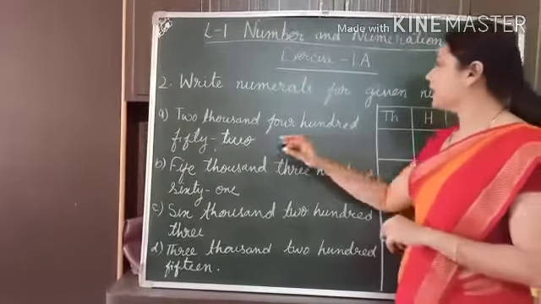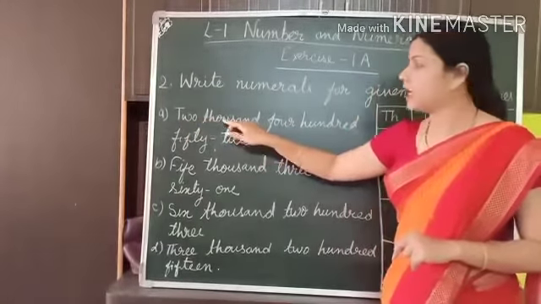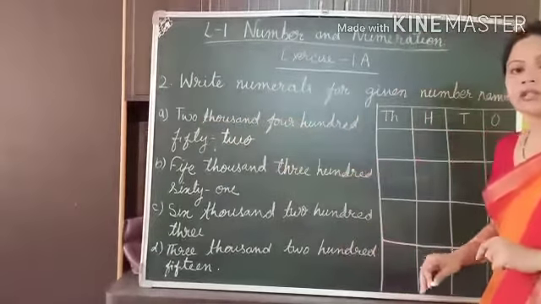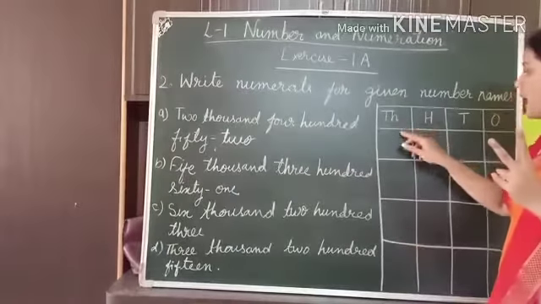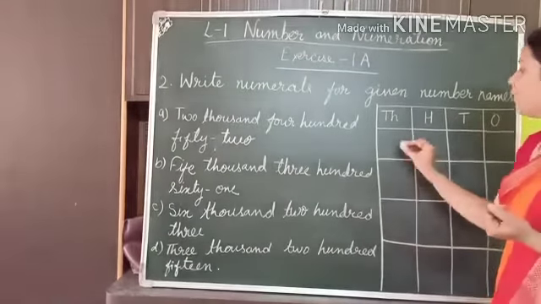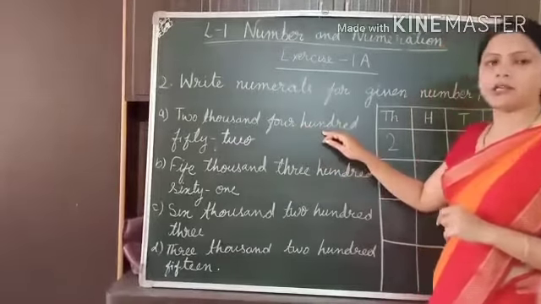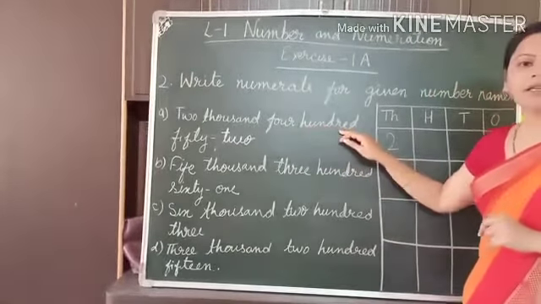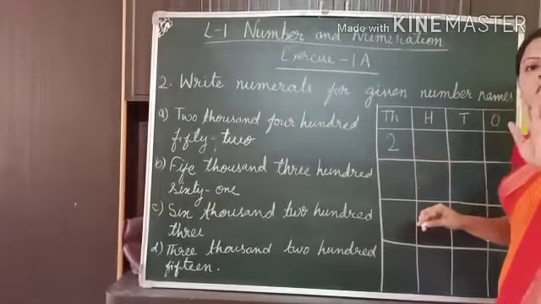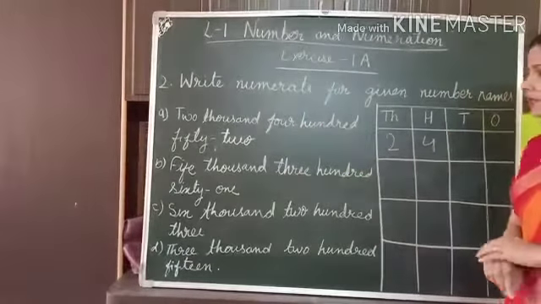So here, what is written? First, 2000. How many thousands are there? 2. So at the place of 1000, what will we write? How many thousands are there? Very good, 2. Now 400. How many hundreds are there? 4. So at the place of 100, what will we write? Number 4.